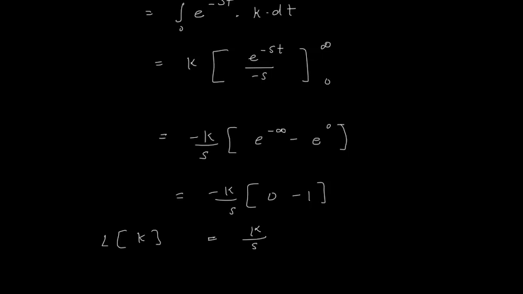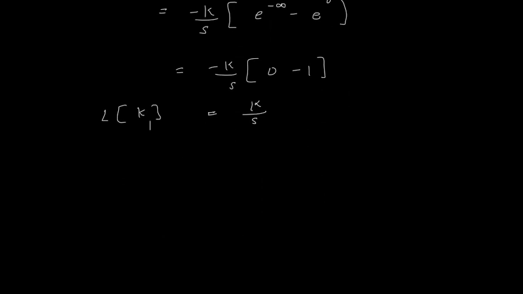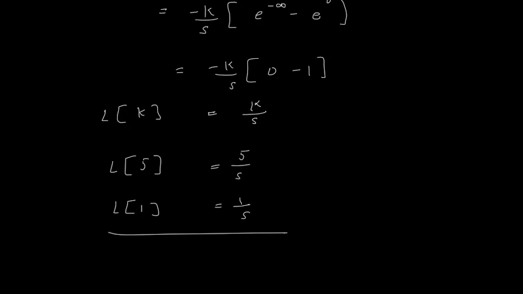So whenever there is a constant number, its Laplace is simple. Say if I say Laplace of 5, then the answer is 5 divided by s. Laplace of 1, then it is 1 divided by s, right? Okay, so this is the first standard function. Whenever your function is a constant function, then its Laplace is going to be constant divided by s.